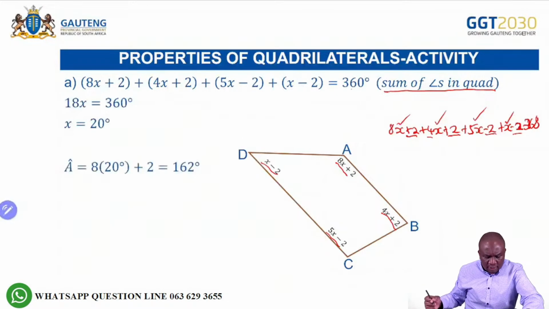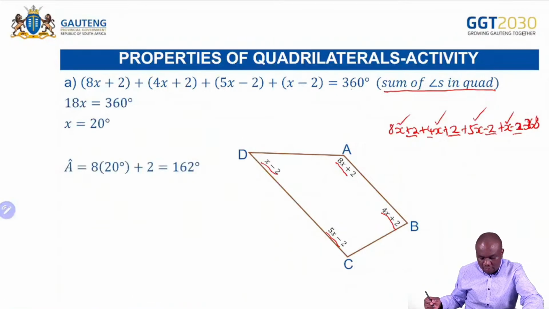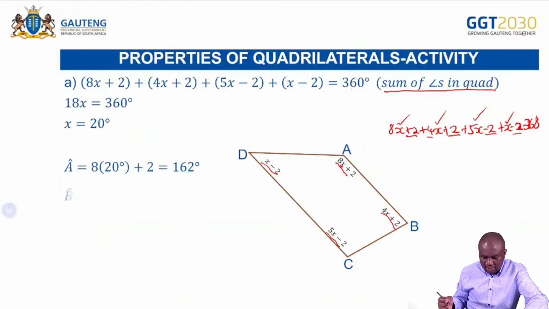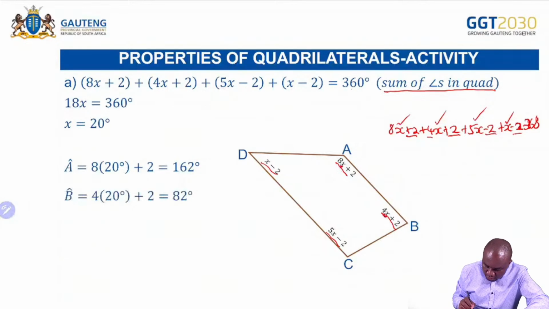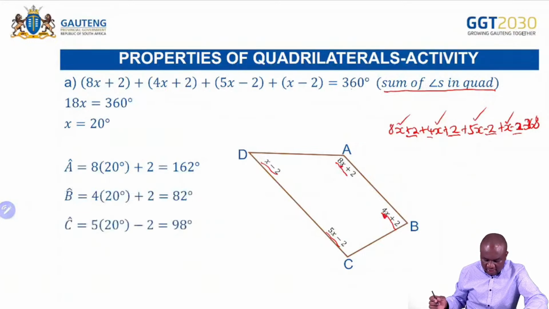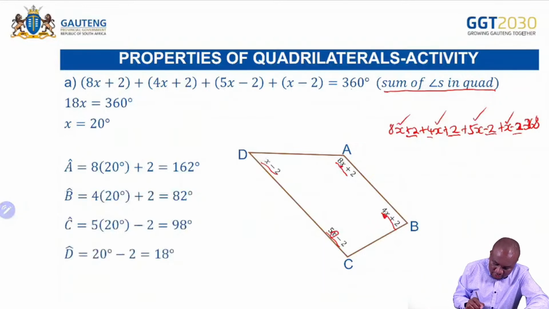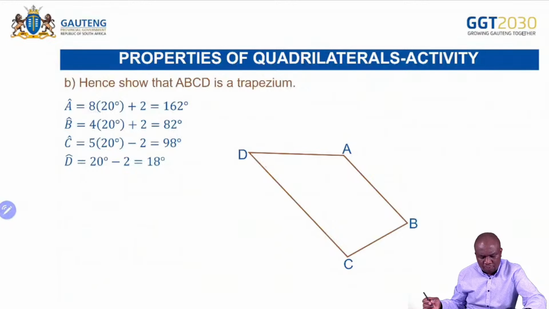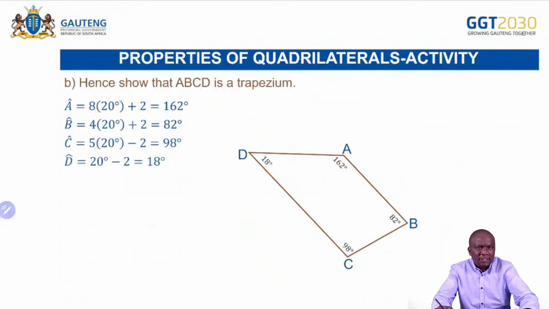Let's do that part. So angle A, where there's x, you put 20, then get 162 degrees. Angle B, where there's x, you put 20, and then get 82 degrees. And then angle C, where there's x, you put 20, and you're substituting there, you get 98 degrees. And then angle D, where there's x, you put 20, we get 18 degrees. So our angles should be like this: 162 for A, 82 for B, 98 for C, and 18 for D.